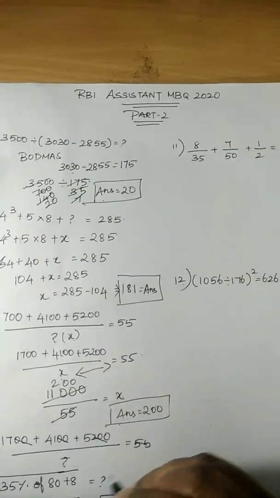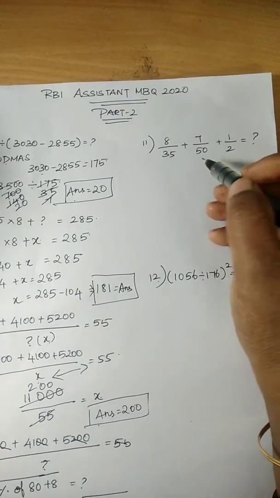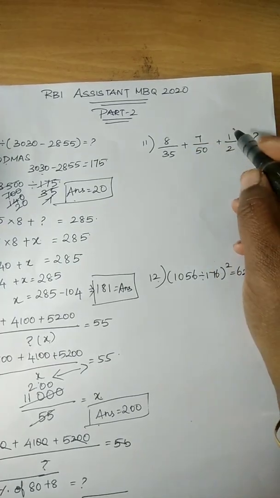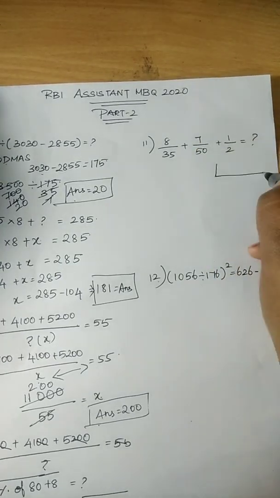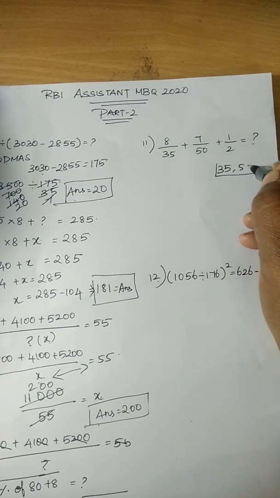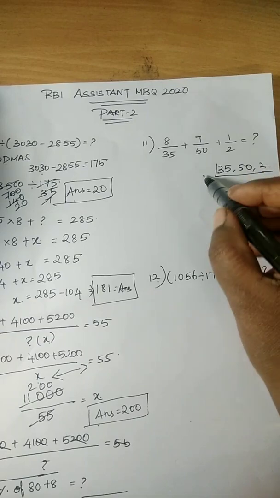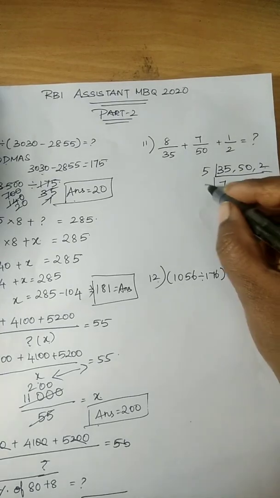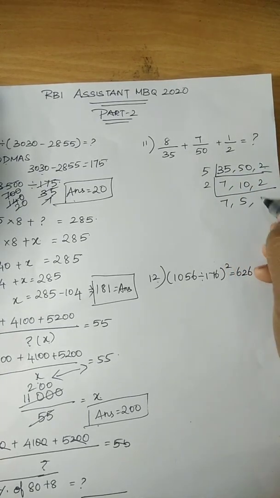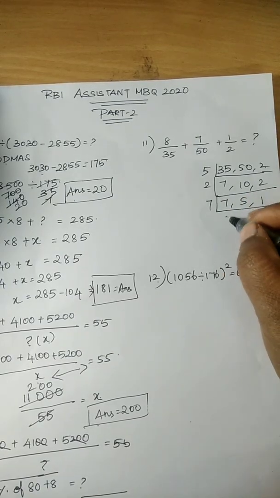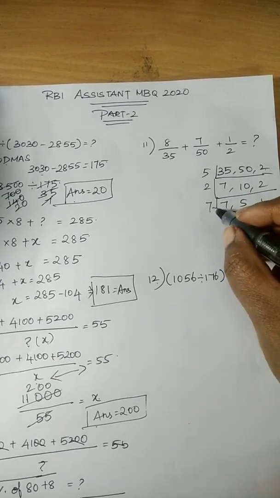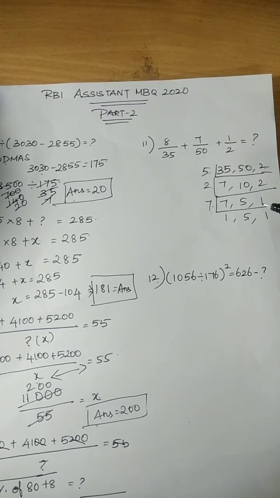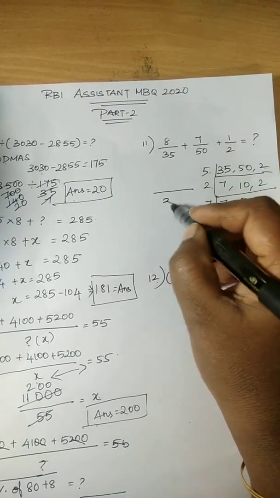And now we are moving to the 11th one. 8 divided by 35, 7 divided by 50 plus 1 divided by 2. What do we have to do if the denominators are different? Let's take the LCM. 35, 50, 2. So use 5, 7, and then here 10, 2. Now use the second one, 7, 5, 1, and then 7, 5, 1. So 5 sevens are 35, 35 into 10 are 350. So let's say the LCM is 350.